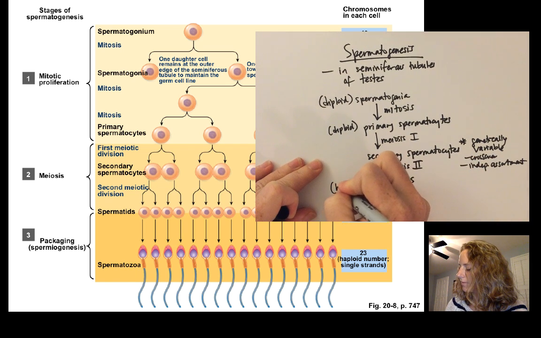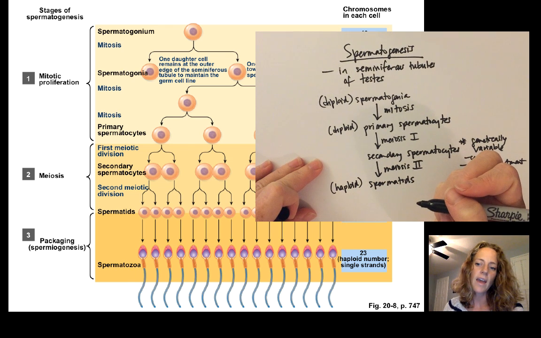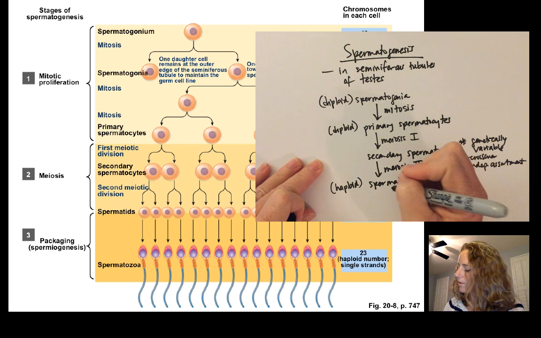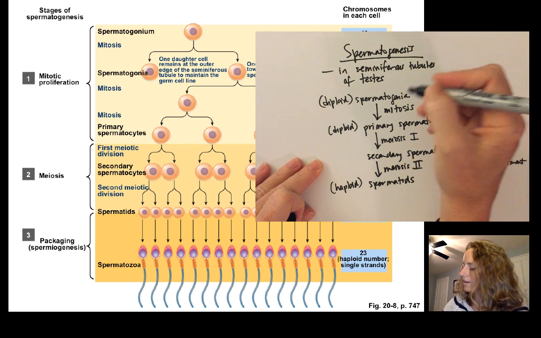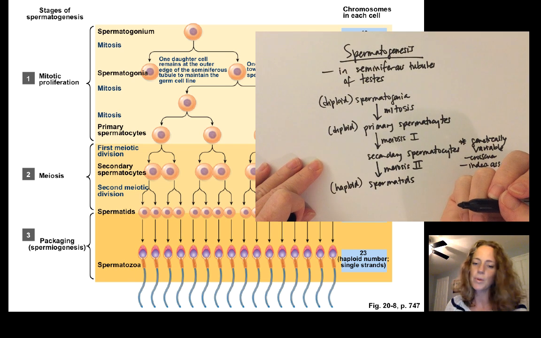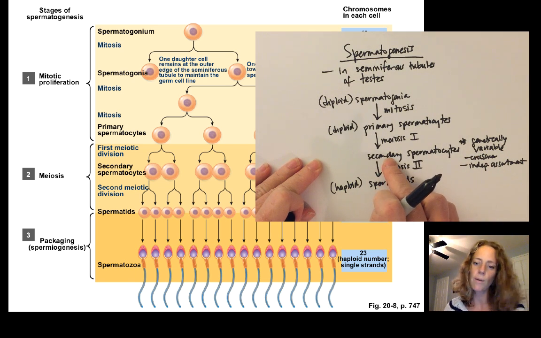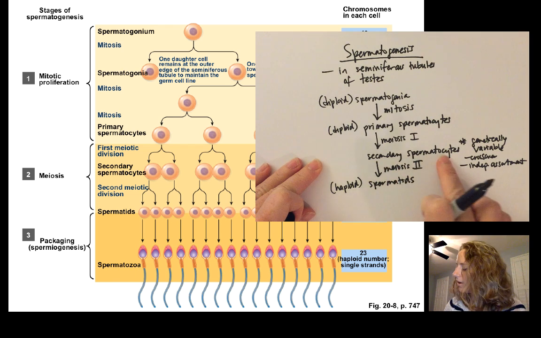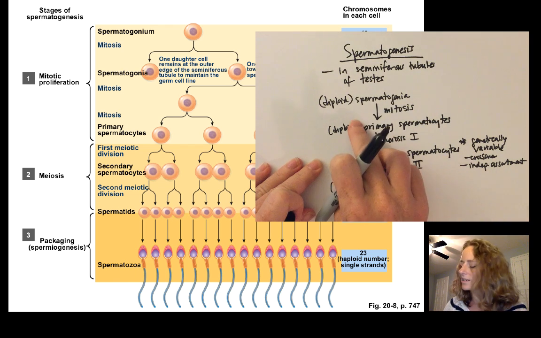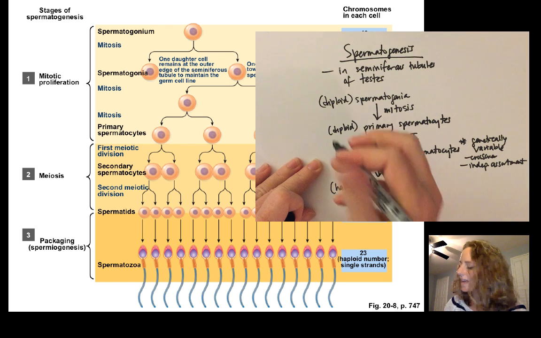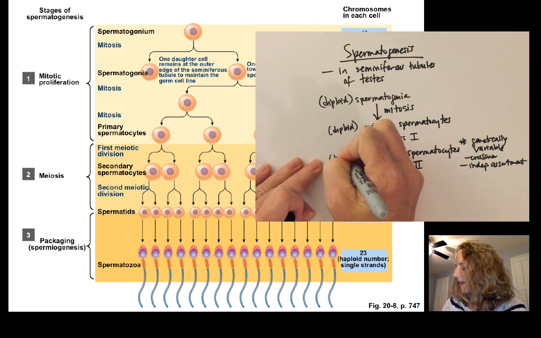Now they're haploid. They have the individual single strands of chromosomes, and there will be 4 times as many spermatids as there were primary spermatocytes. Now, one sort of lingering question that students always get confused on is, what are the secondary spermatocytes? Are they diploid or are they haploid? They are actually technically haploid.